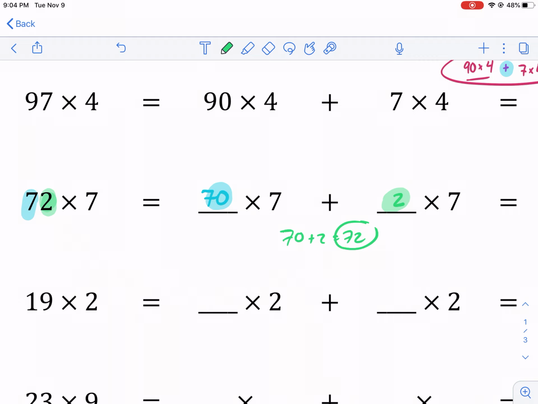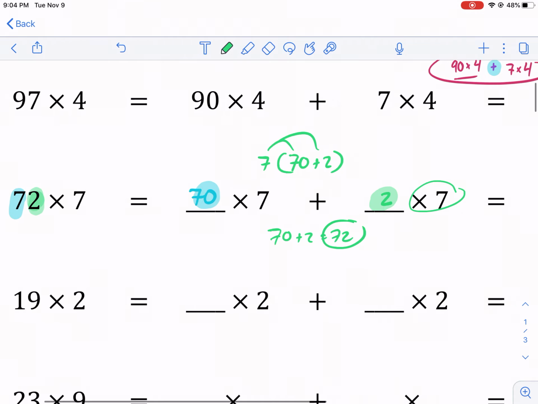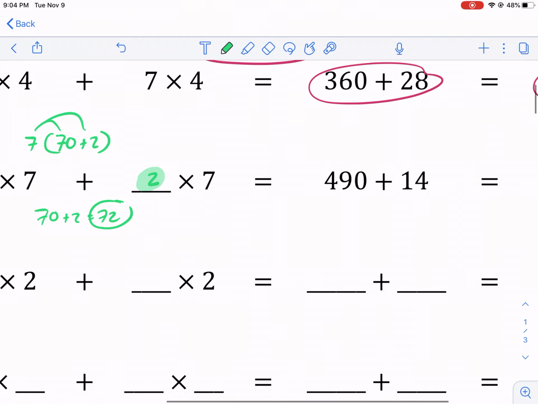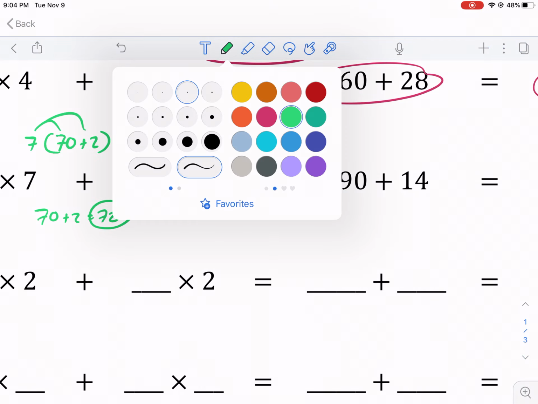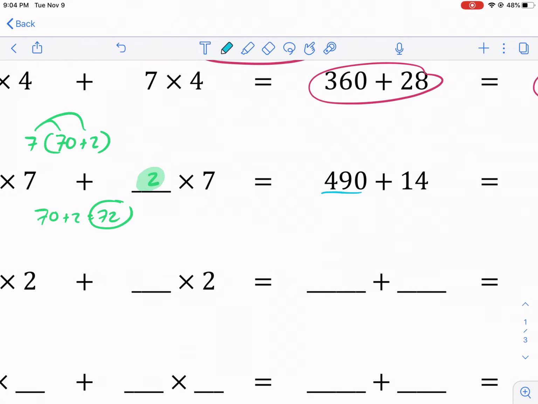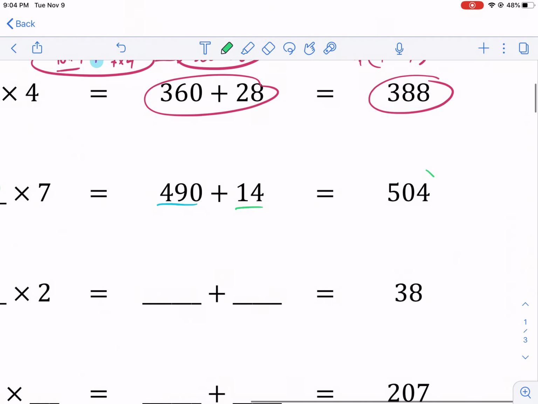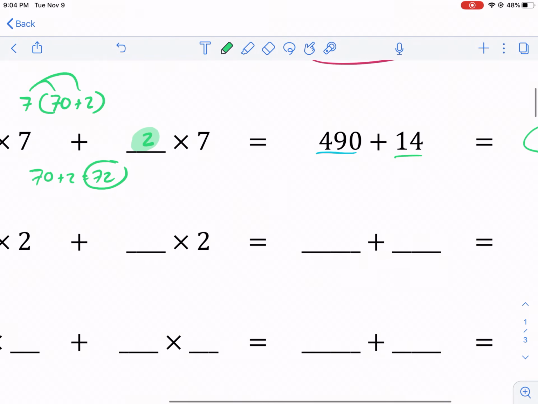Okay, now 70 plus 2, and we're multiplying it by 7, right? So what we're going to do is we're going to multiply both terms by 7. That's why you see that times 7 there, and that's times 7 there. When you multiply 70 times 7, you get 490. I should write that in blue. And then you do 7 times 2, you get 14, and that's why that's there. And you add them together, and you get your final answer of 504.